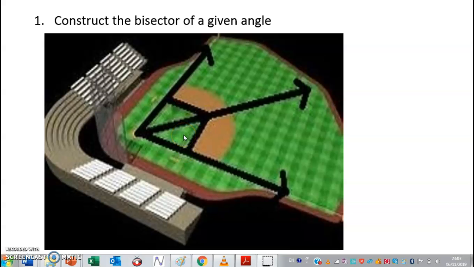A good way of doing this is when they're drawing out the field or lining it, they will construct the bisector of the 90-degree angle so the pitcher is standing in exactly the right spot.